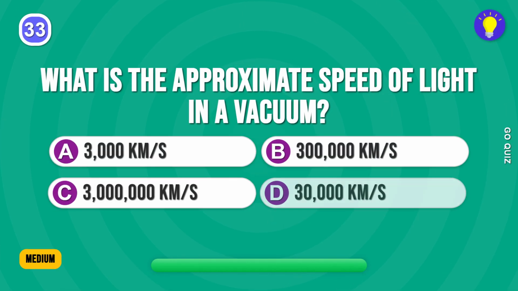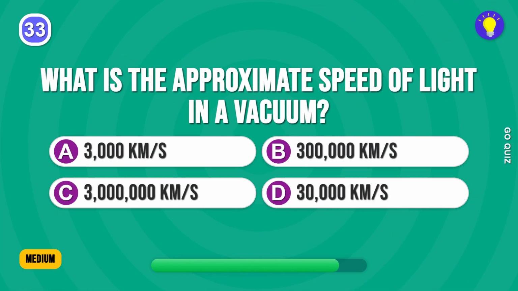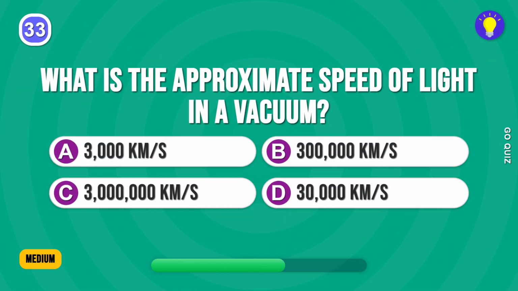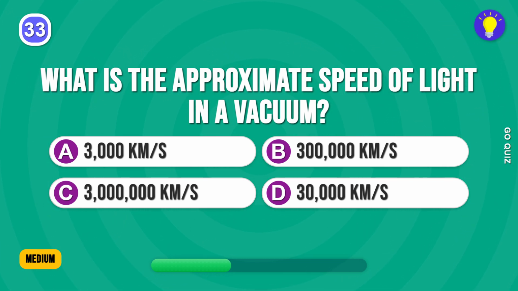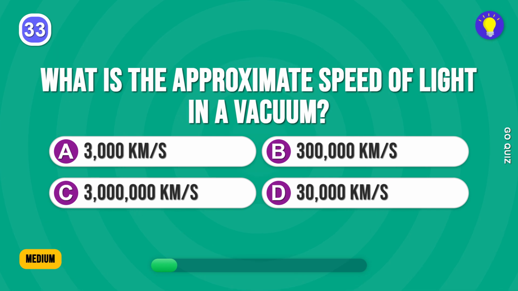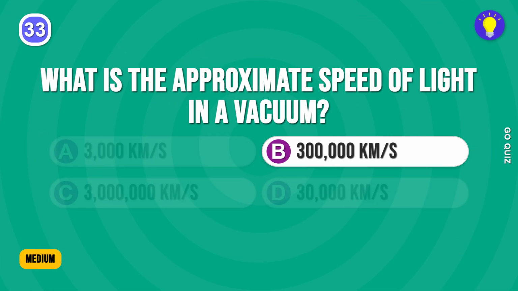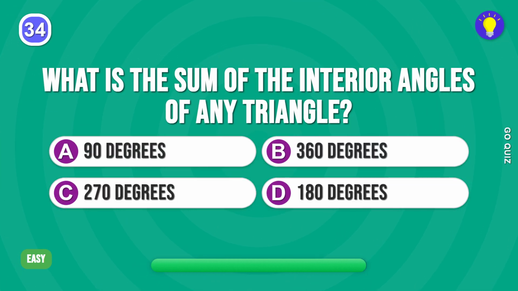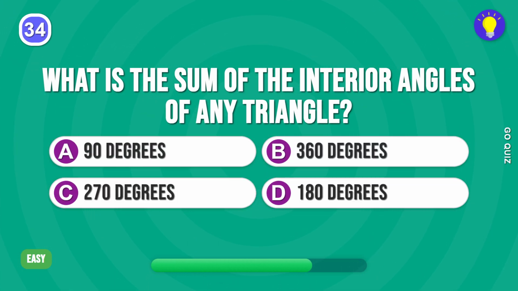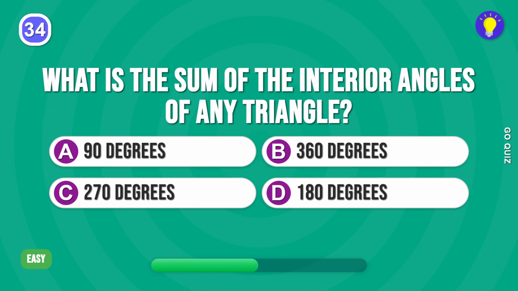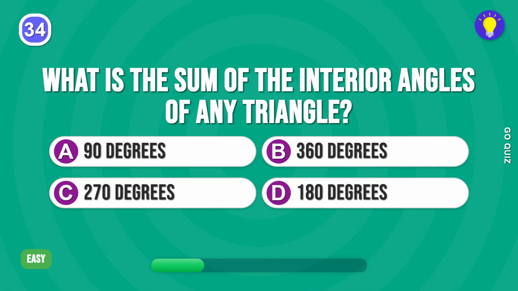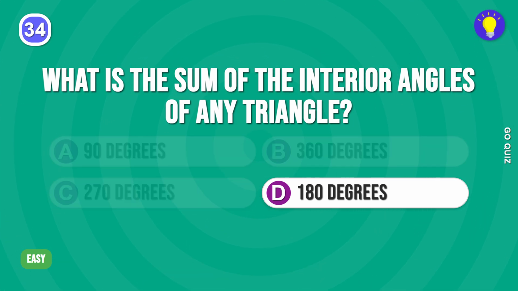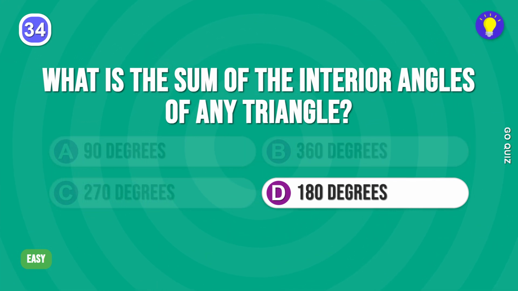What is the approximate speed of light in a vacuum? Light travels about 300,000 kilometers per second. What is the sum of the interior angles of any triangle? Triangle angles sum to 180.